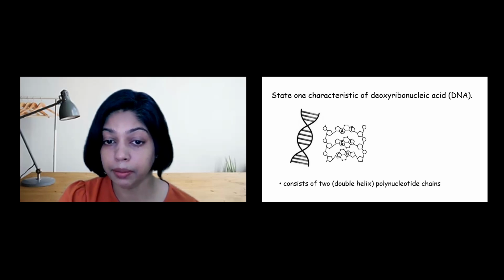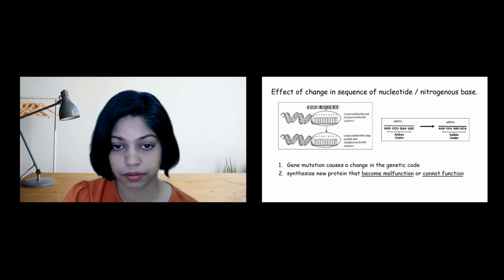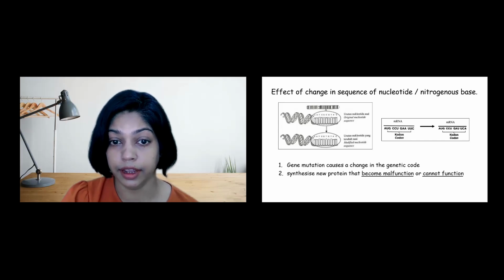As I previously mentioned, DNA consists of two polynucleotide chains forming a double helix. Gene mutation causes a change in the genetic code, so the codon in the mRNA will also be different. Consequently, a wrong amino acid will be added to the chain, forming an abnormal protein that is usually useless.